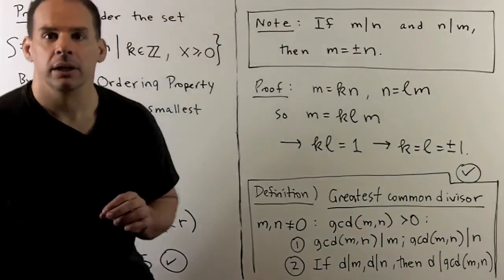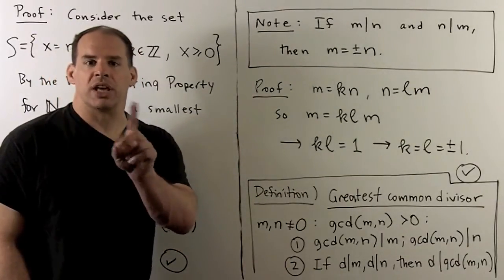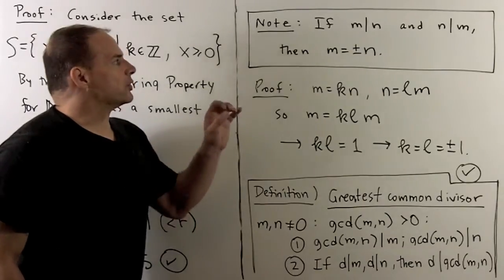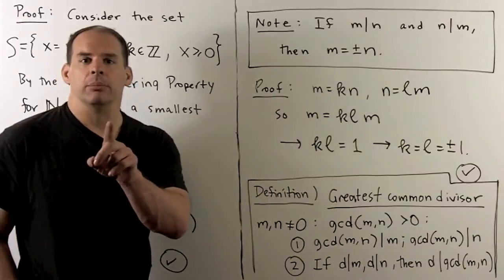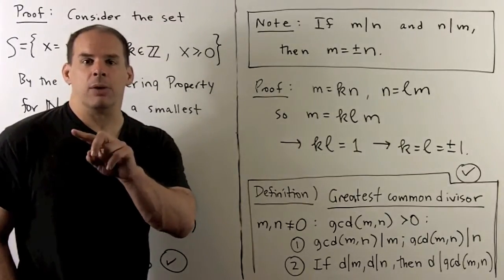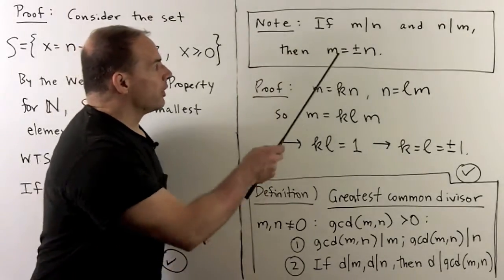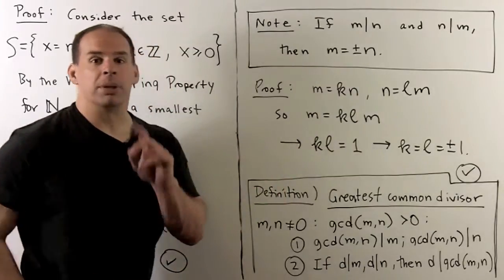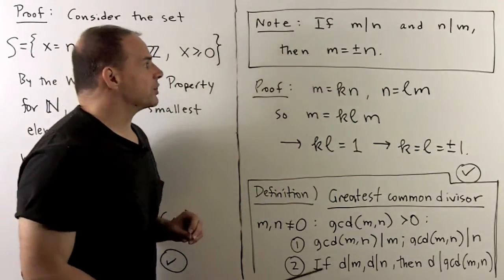Next, we have the analog of showing two sets are equal by mutual inclusion. If I want to show that two integers are equal, we could do that by showing mutual division. But then we'll get equality up to a plus or minus sign. So if m divides n and n divides m, then m is equal to plus or minus n. We get this just by following the definitions.